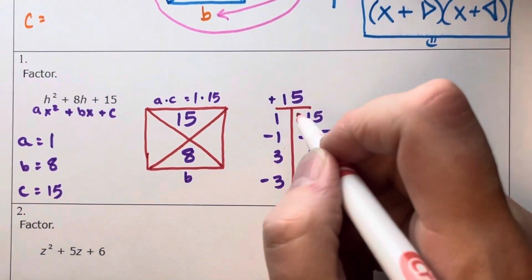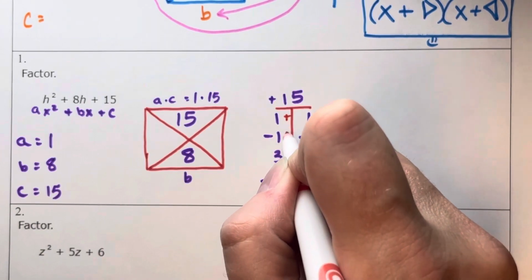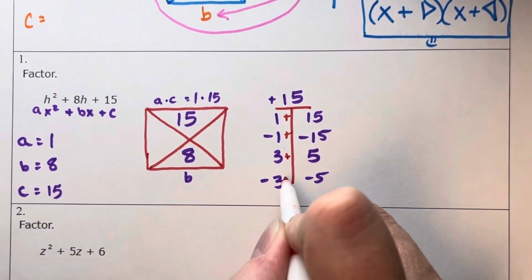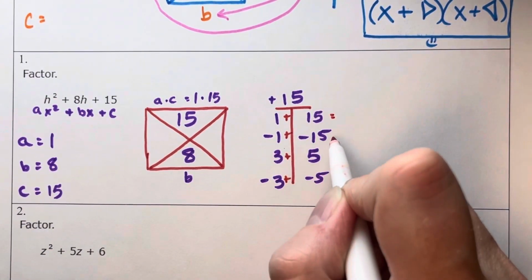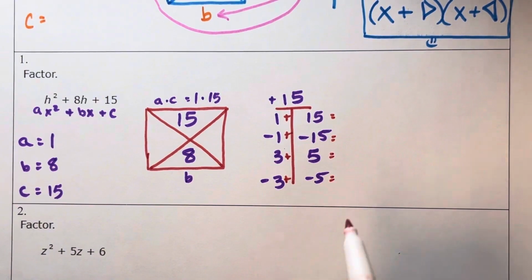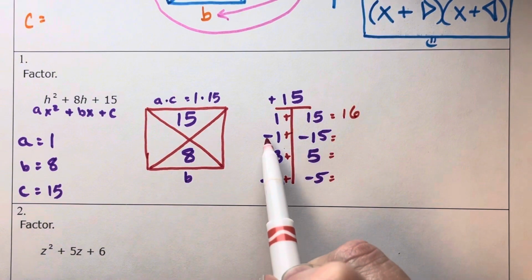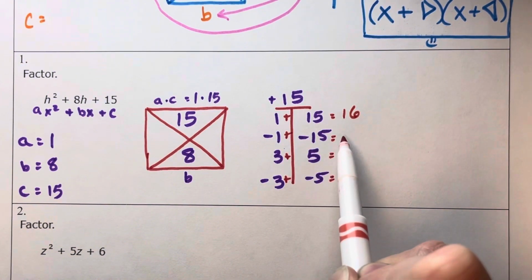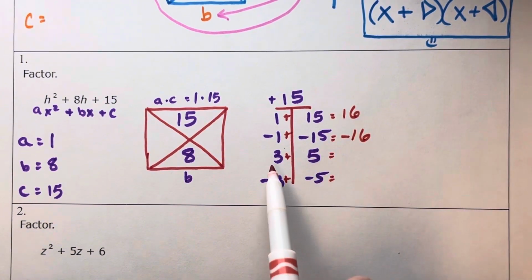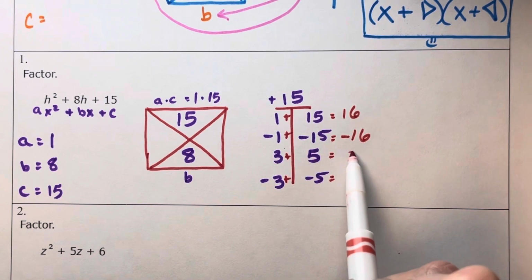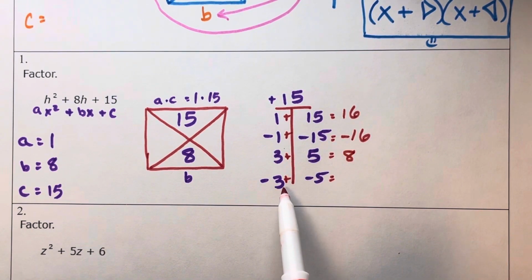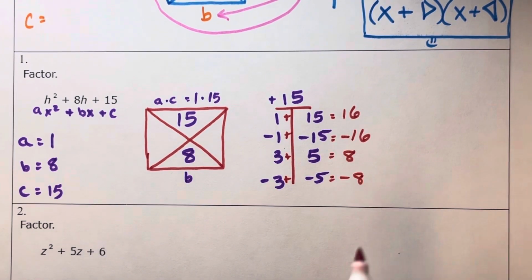So now it's time to add all 4 of these pairs of factors together to see what their sums are going to be. So 1 plus 15, 16. Negative 1 plus negative 15, negative 16. 3 plus 5, 8. Negative 3 plus negative 5, negative 8.